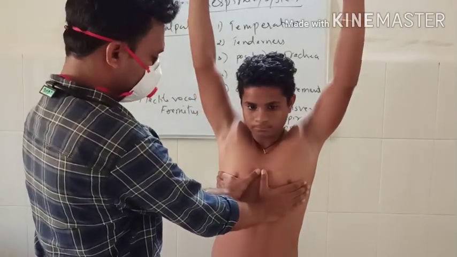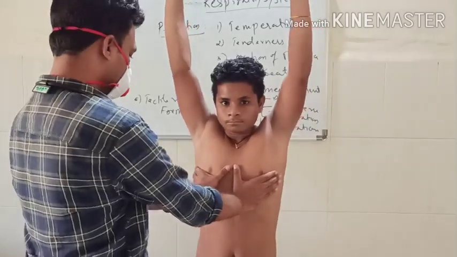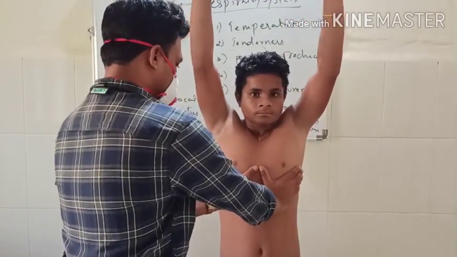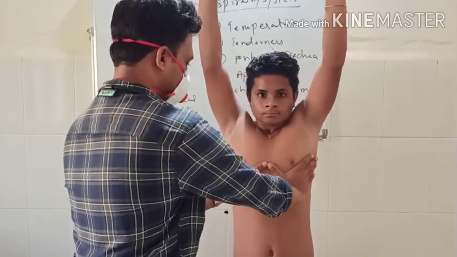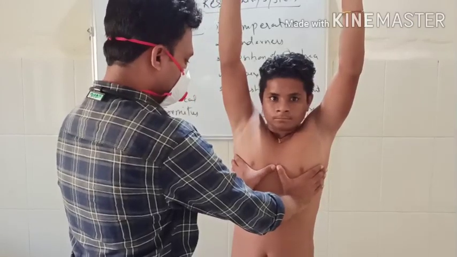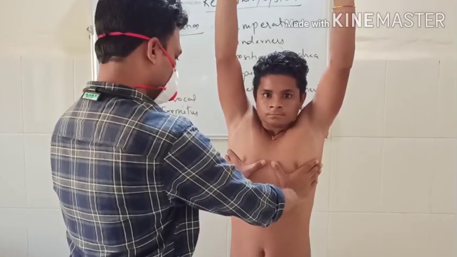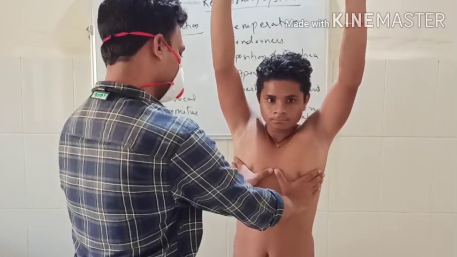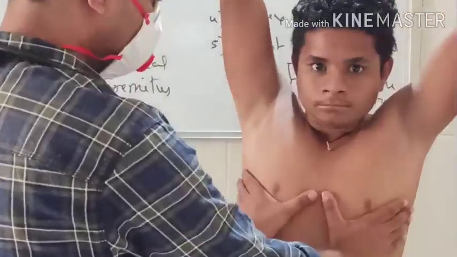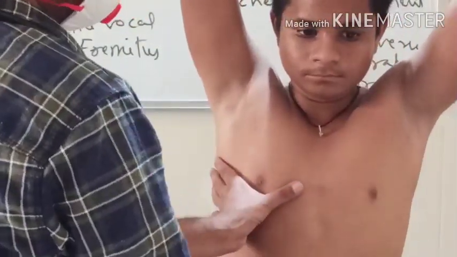Then look for the mammary area. Movement is normal. And look for the inframammary area. Majorly you should look for the movement of the thumbs. If both the thumbs are moving equally, it indicates that the lung movements on both sides are normal. If only one hand is moving, it indicates that the movement on this side is more.